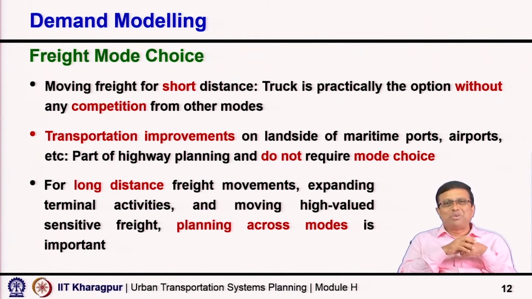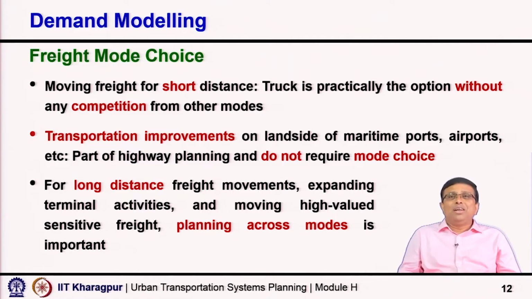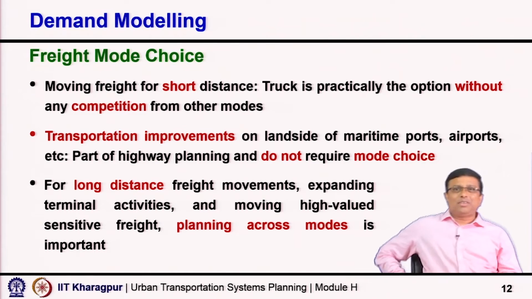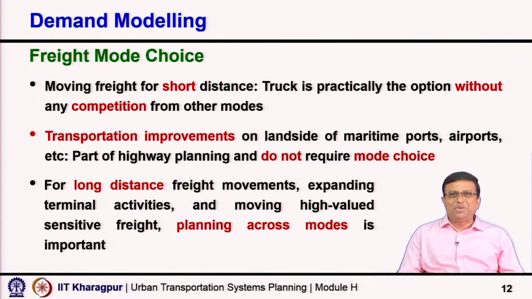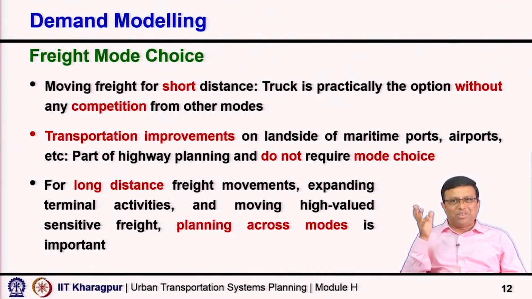So, without any competition from other modes, in this case there is practically no mode choice. We do not need to do mode choice analysis, because whenever you are thinking that you want to transport some commodity from point I to point J, at that time itself the decision is made that we want to transport it from point I to point J using truck. Depending on the consignment size, and other factors, the specific requirements of the goods, you decide the type of truck you want to use, right.